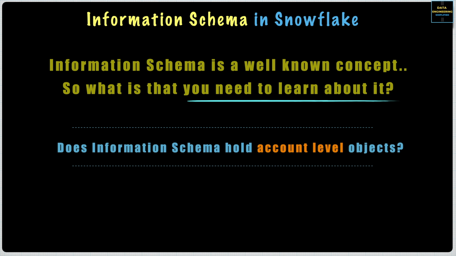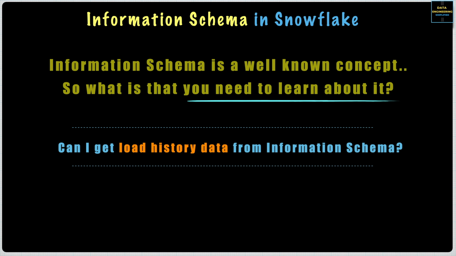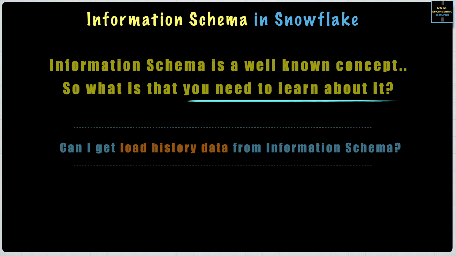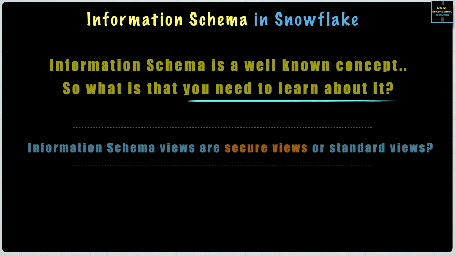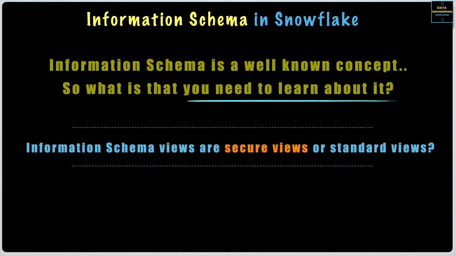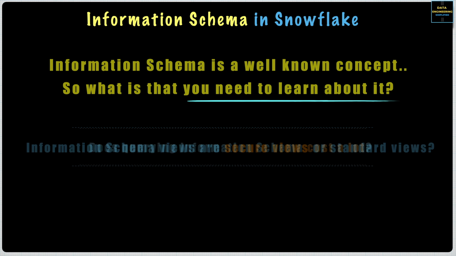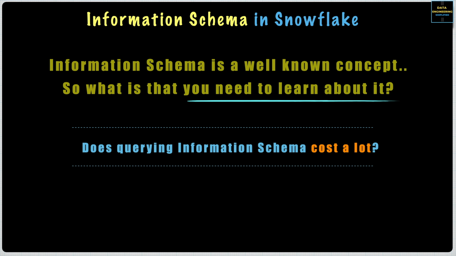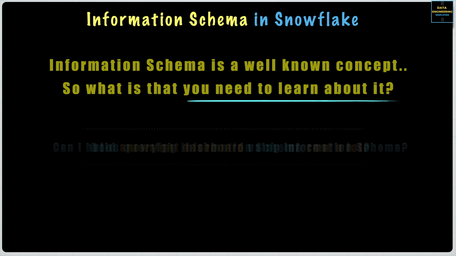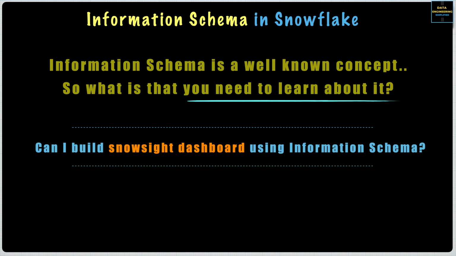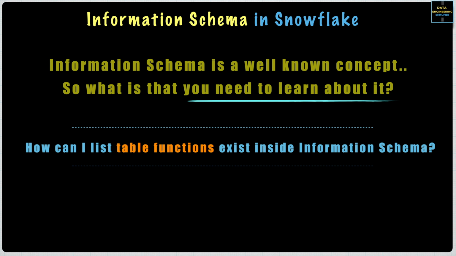Does information schema hold account level objects? Can I get load history data from information schema views? Are information schema views secure views or standard views? Does querying information schema cost a lot? Can I build a Snowsight dashboard using information schema? How can I list the table functions that exist inside information schema?